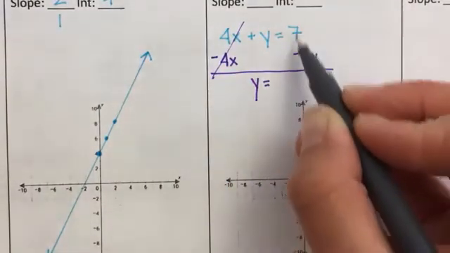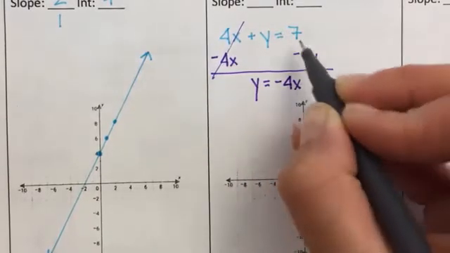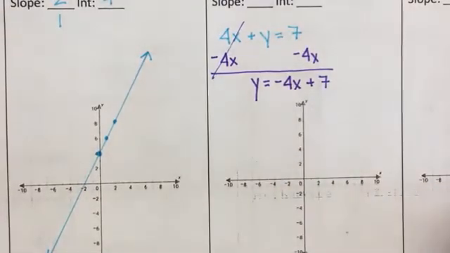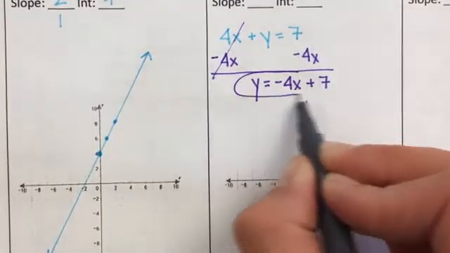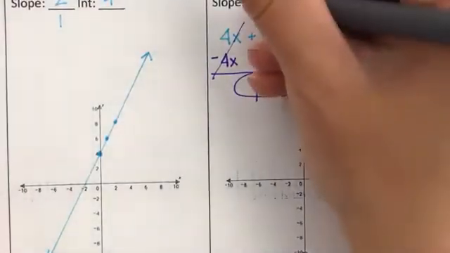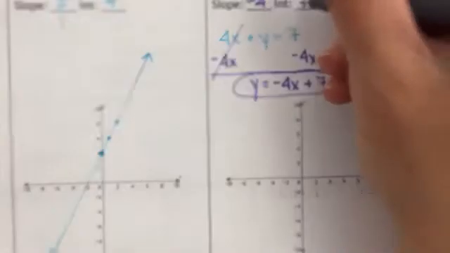Now, I'm not going to write 7 minus 4x because in slope-intercept form, the x comes first. That 7 is positive, though, so I'm going to add it. So now I've got the equation in slope-intercept form. What is my slope? Negative 4. Yep, and my intercept is positive 7.